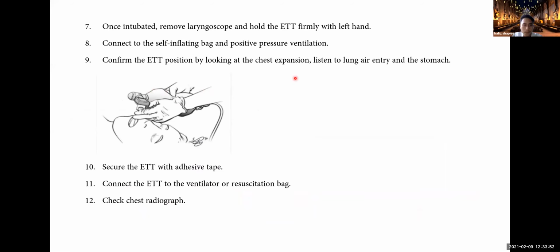Once intubation is done, we will remove the laryngoscope and hold the endotracheal tube firmly with the left hand and connect the self-inflating bag and give positive pressure ventilation to confirm the position of the endotracheal tube by looking at the chest expansion and listening to the lung entry and to the stomach. And then once we have confirmed the position, we can secure the endotracheal tube with adhesive tape and connect it to the ventilator or resuscitation bag. And we may want to check a chest radiograph to further confirm the position of the endotracheal tube.